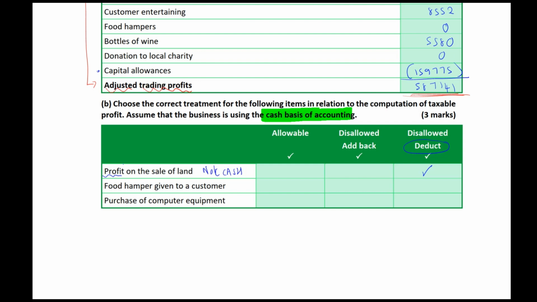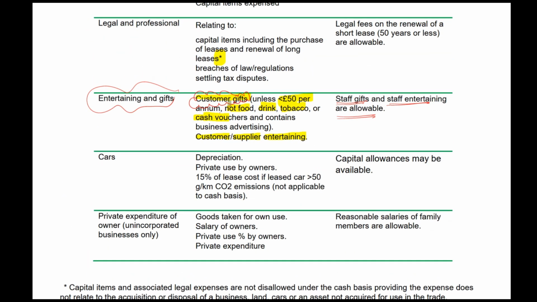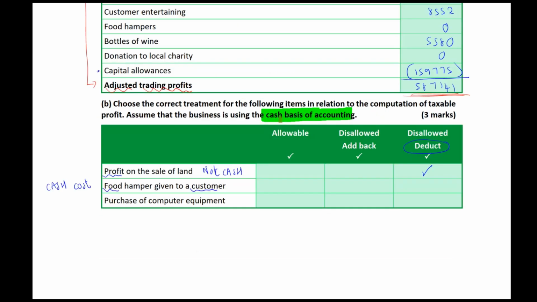A food hamper given to a customer. Presumably I've paid for that in cash. That would be a genuine cash cost, let's imagine. But that doesn't negate the fact that it's food for a customer. All the rules that we've just seen still apply. So remember what we said about food for customers. Customer gifts are allowed if they cost less than £50, but not if they're food, not if they're drink, not if they're tobacco, and so on.